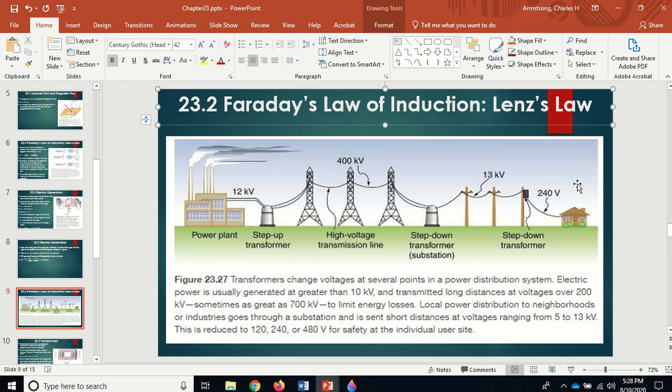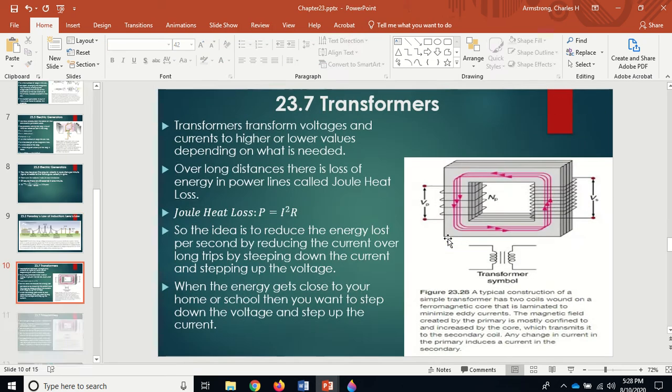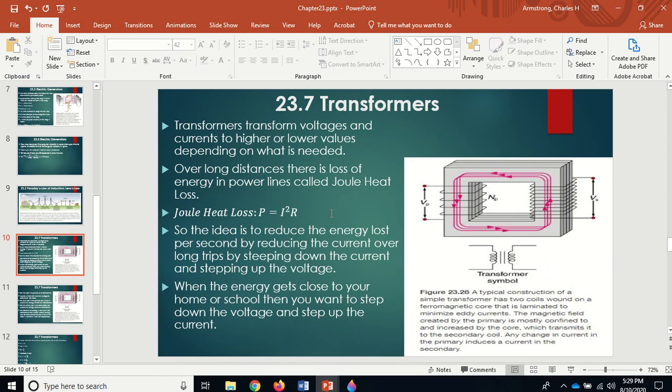So we talked about this already. Step up, step down transformers. Step up the voltage, step down the voltage. Step down the voltage again over here before it gets to your house. So here's the idea behind these transformers. Transformers transform voltages and currents into higher or lower values depending on what is needed. One goes up and the other goes down.